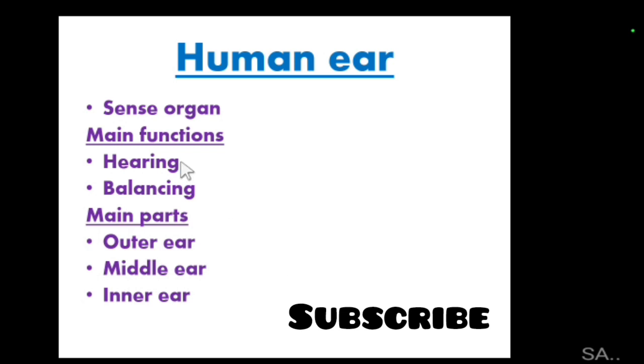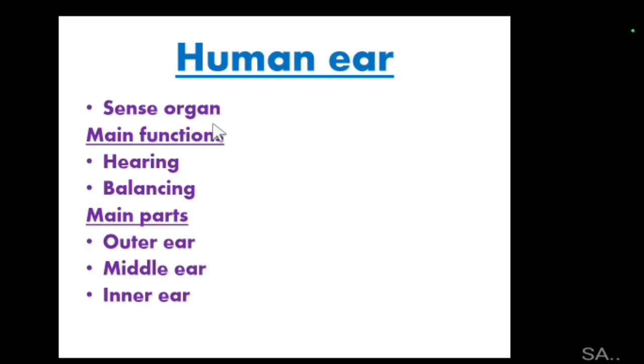You know that the human ear is a sensory organ, so it gives you the sense of hearing. If you look at the functions, then the human ear is performing two main functions, hearing obviously, and along with this it is also involved in balancing. This is because of the presence of a few structures in its inner part.